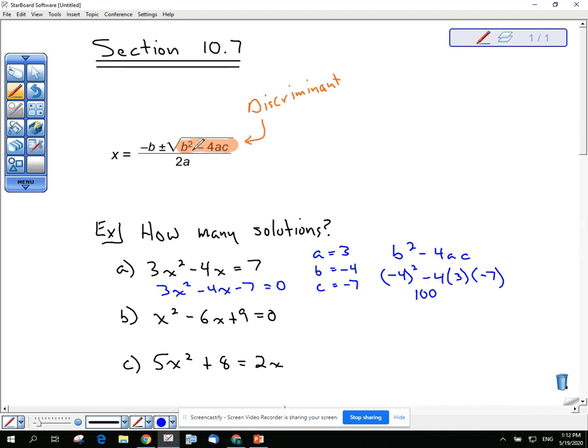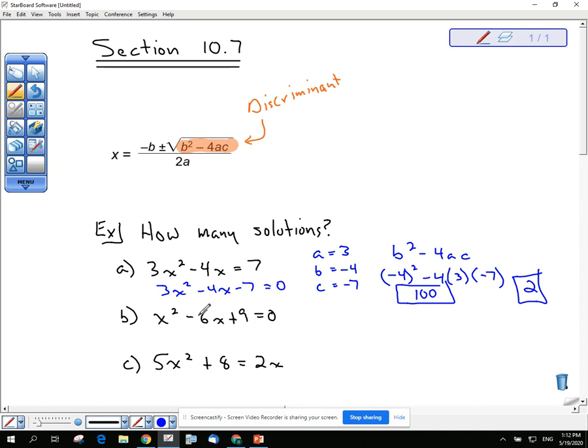But if we were doing the quadratic formula, you would square root 100 and get 10, and then it's negative b, so 4 plus or minus 10 all over 2 times 3. That's what you could do if you were trying to find the two solutions to this quadratic equation. For this, we got the discriminant to be 100. How many solutions does it have? 2 solutions. Okay, so 100 is the discriminant. That's going to yield 2 solutions.